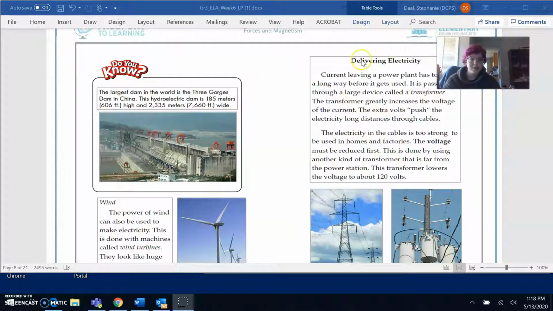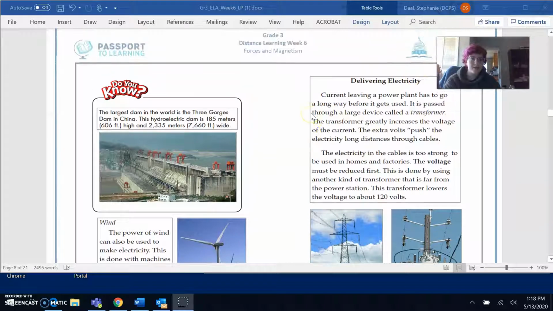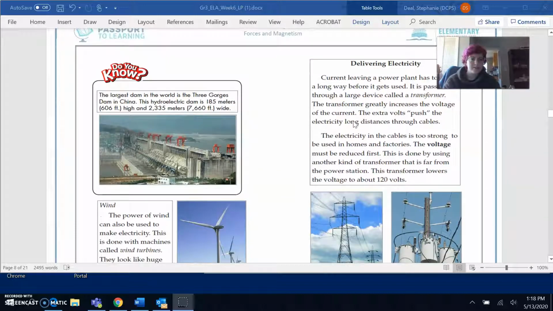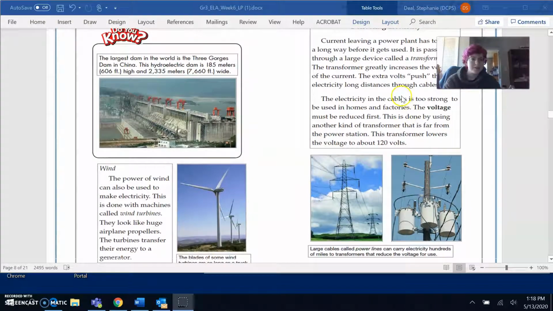The next section is called delivering electricity. Current leaving a power plant has to go a long way before it gets used. It is passed through a large device called a transformer. The transformer greatly increases the voltage of the current. The extra volts push the electricity along long distances through cables. The electricity in the cables is too strong to be used in homes and factories. The voltage must be reduced first. This is done by using another kind of transformer that is far from the power station. This transformer lowers the voltage to about 120 volts.